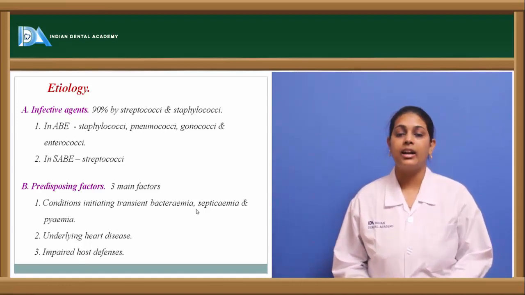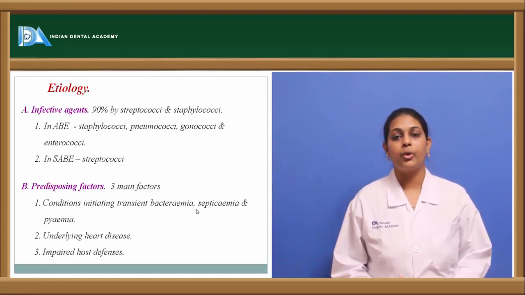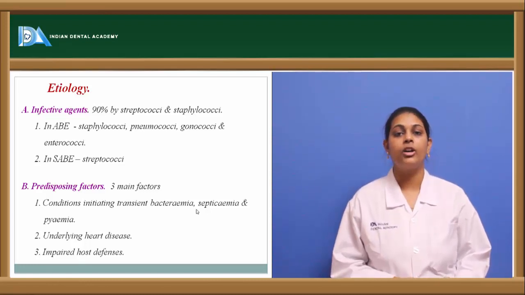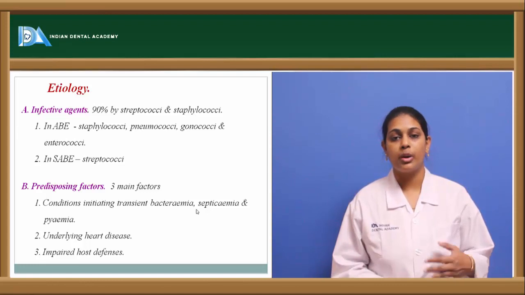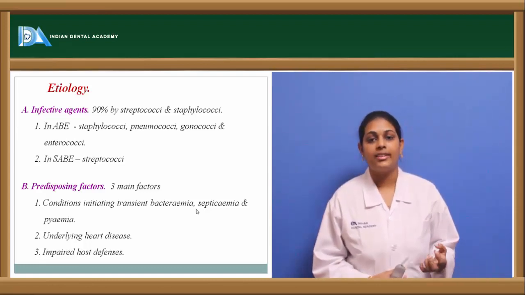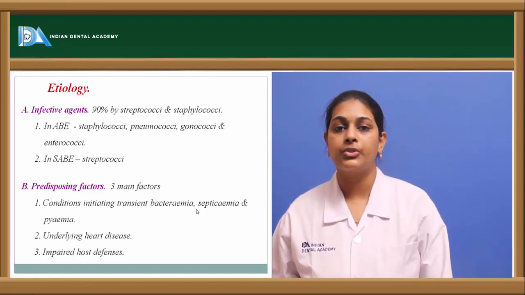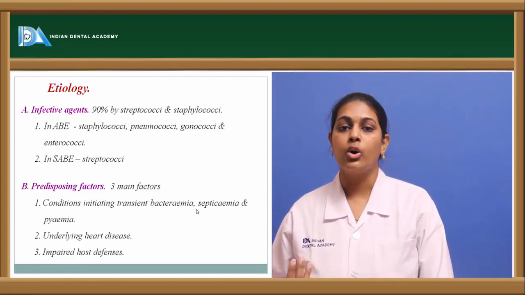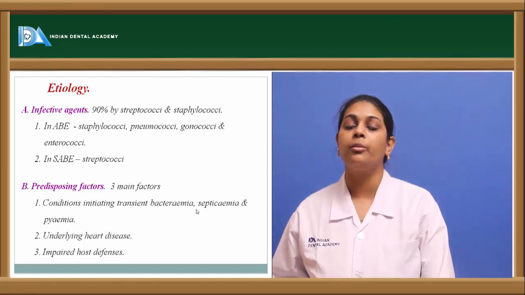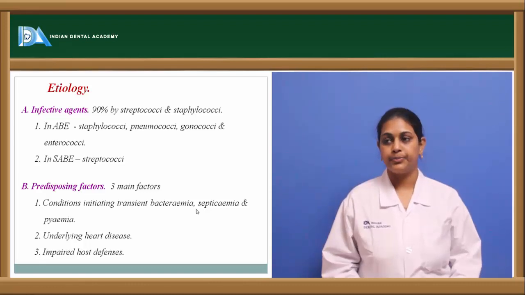Other than that, any underlying heart disease, such as damaged vessels or valves, might also provide a proper environment for the microorganisms to lie on and further grow. So underlying heart disease could also be one of the predisposing factors for bacterial endocarditis. Other than that, it is because of impaired host defenses. Suppose a microorganism on its first attack is not removed by the host immune system because of the production of cell-mediated factors or humoral mediated factors, then this can also result in bacterial endocarditis.